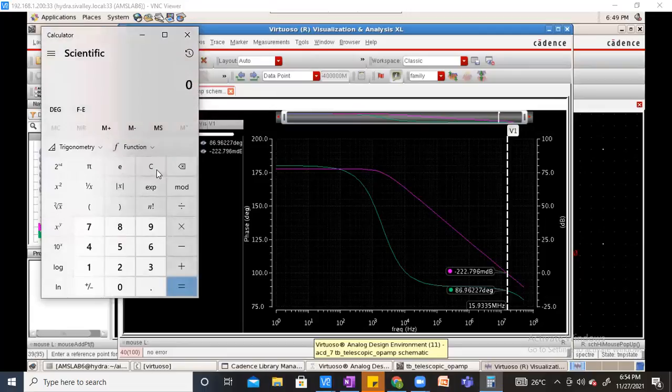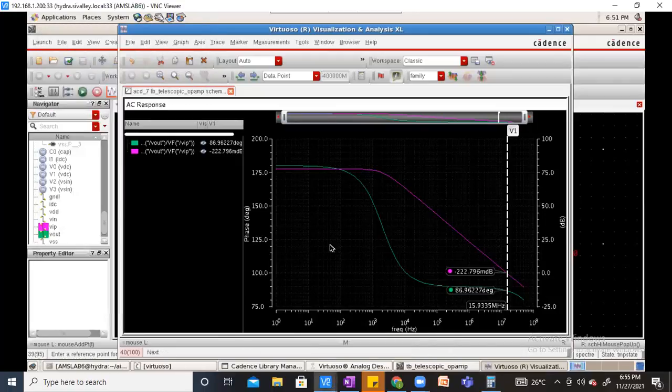77 means how much it will be? The gain in magnitude. 7079. Okay. It's very good.